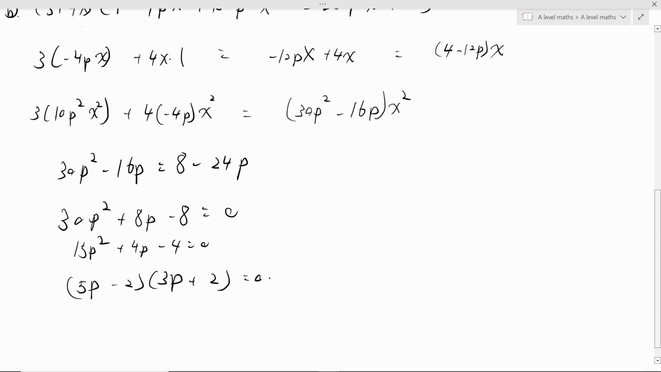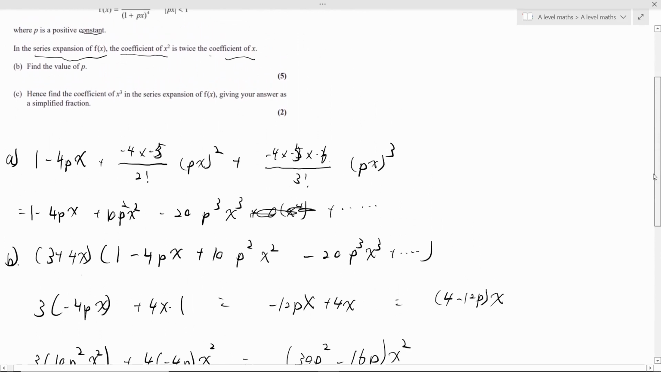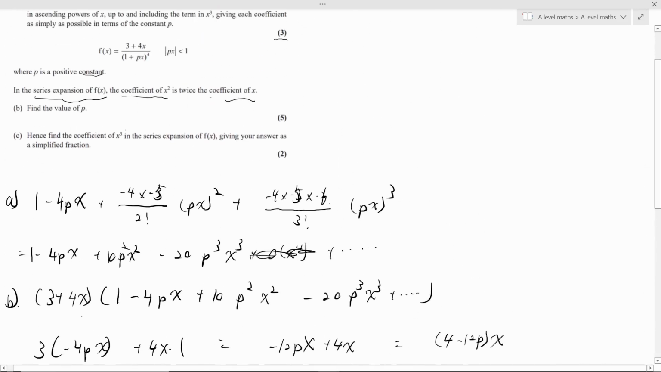That gives you 10p. That gives you minus 6p. So yes, sorry, 10 minus 6 is plus 4. And that multiplies together to give you minus 4, which means this is indeed the correct expansion. And p is either positive 2.5 or negative 3/2. So the value of p is 2.5 as we have calculated.